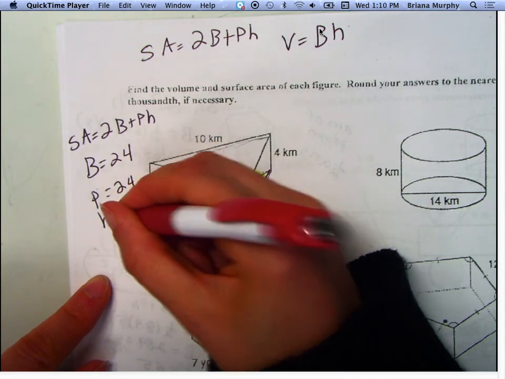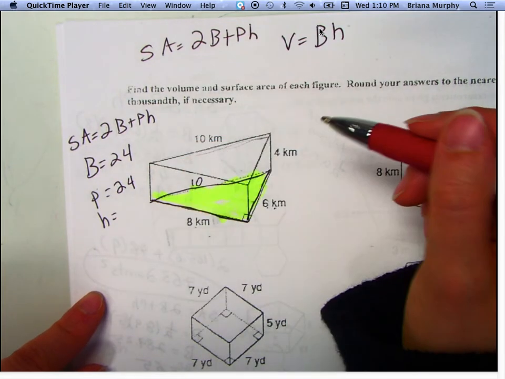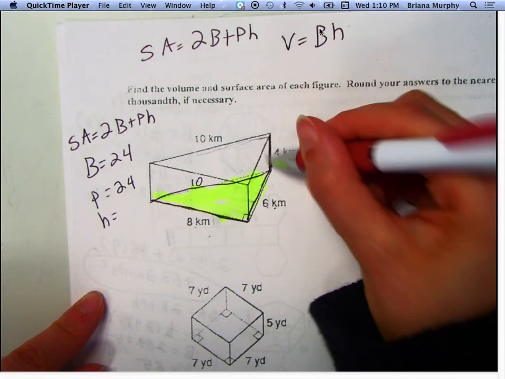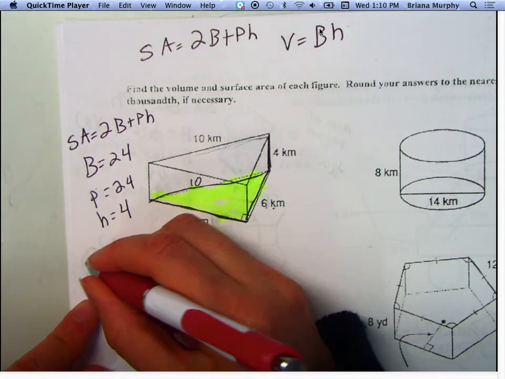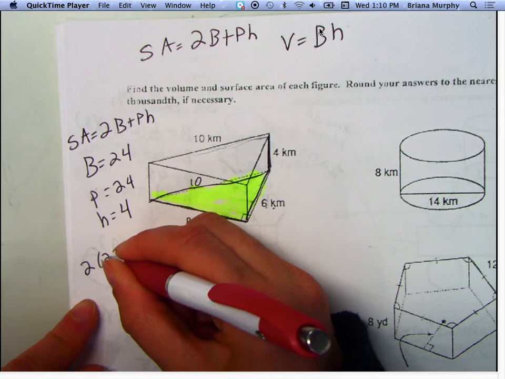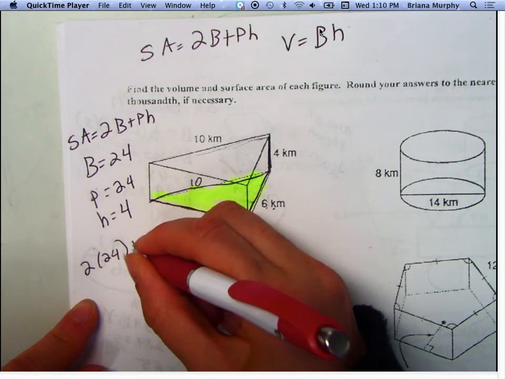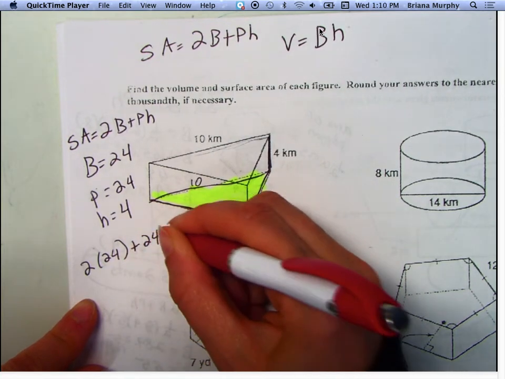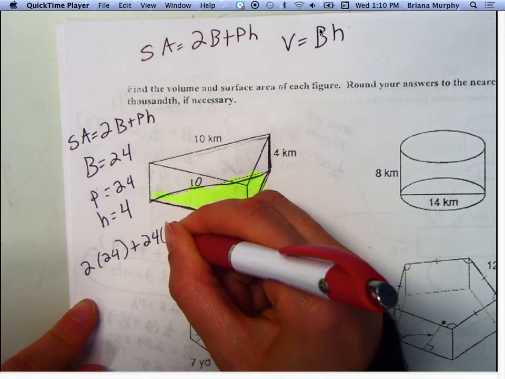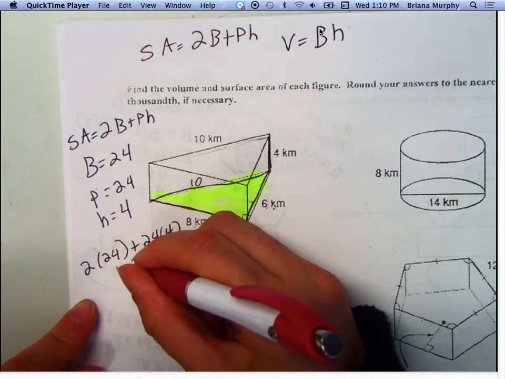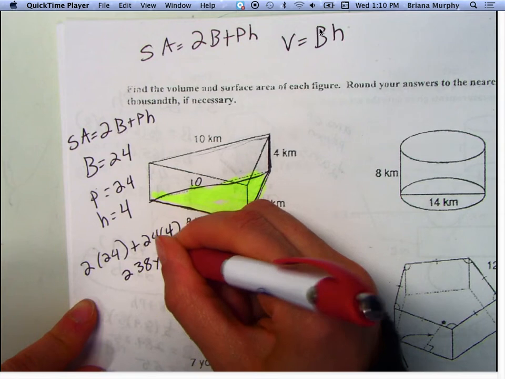What's the distance between the two bases? 4. So we're going to go 2 times 24 plus 24 times 4. And we get 238 yards squared.